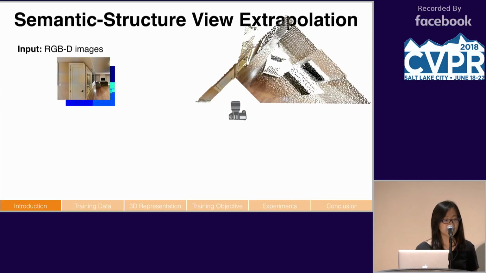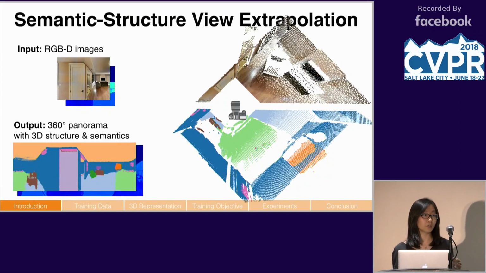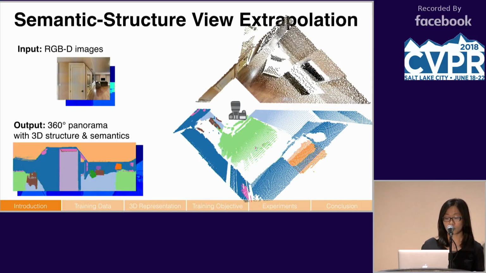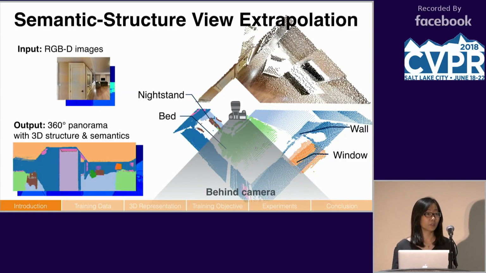More specifically, given a partial observation of an indoor environment in the form of RGBD images, the goal of this task is to infer the complete 3D room with its 3D structure and semantic information. In this example, our network predicts this room as a bedroom with a bed in the middle, a nightstand on the side, and a window on the wall. Note that the prediction includes the area directly behind the camera, which requires the system to predict something that is completely unobserved in the input image.